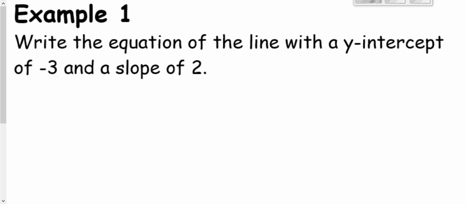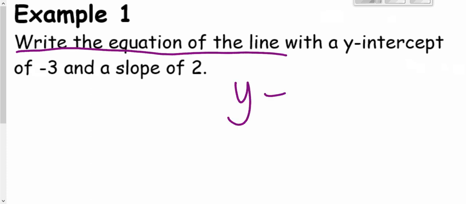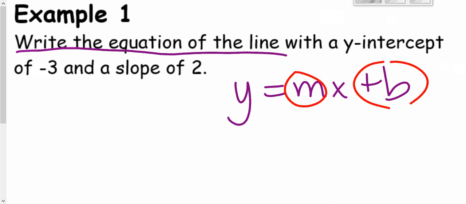Okay, so let's look at a couple of examples here. Example 1, we're again asked to write the equation of the line, which means y equals mx plus b. It's usually implied that it's in slope-intercept form. And so then remember, we're looking for our m and our b. So what does m stand for? M stands for slope. And what is the slope that we're given in this equation? We're given a slope of 2, so that 2 is going to go in there for m.